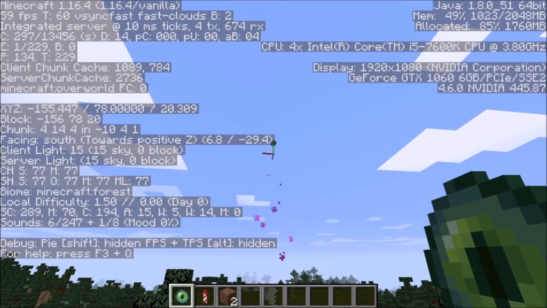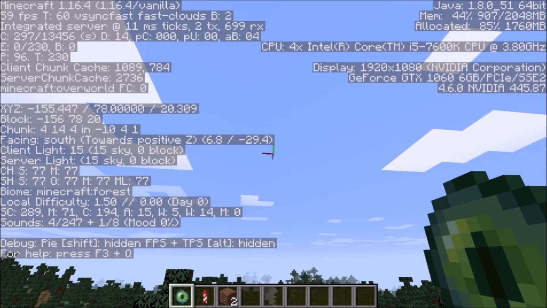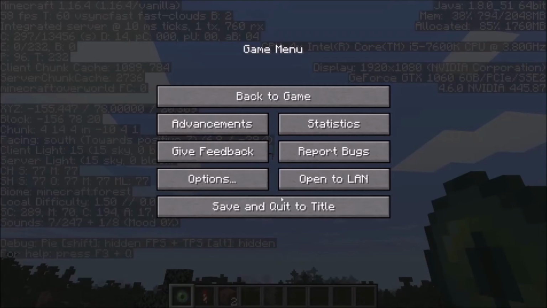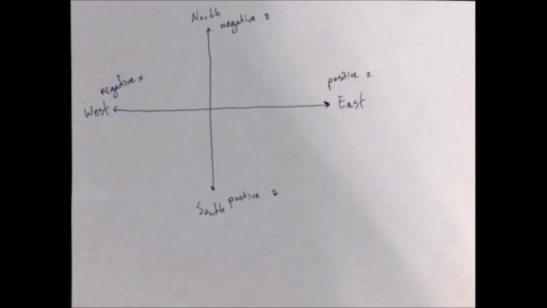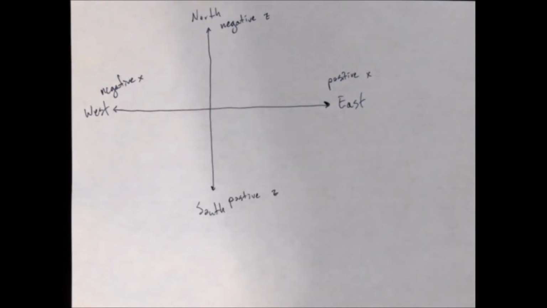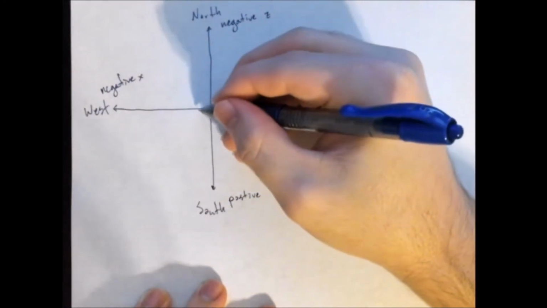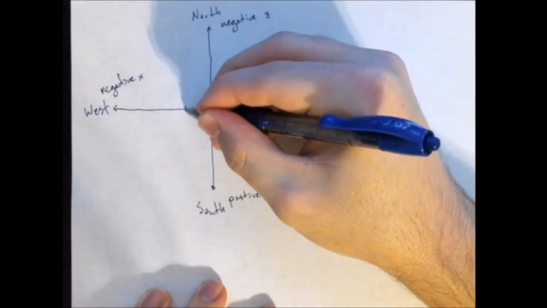This one's going to go off at an angle of about 6.8 degrees. Yeah, 6.8 degrees off of south towards west, so rotating clockwise from south. I drew up a rough plot of northwest, south, and east on our Minecraft coordinate map.